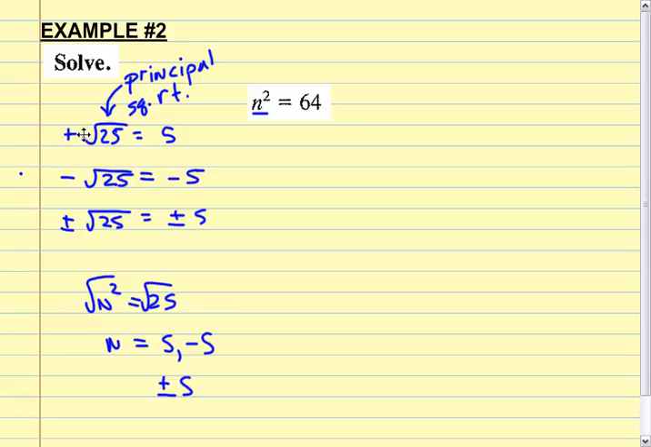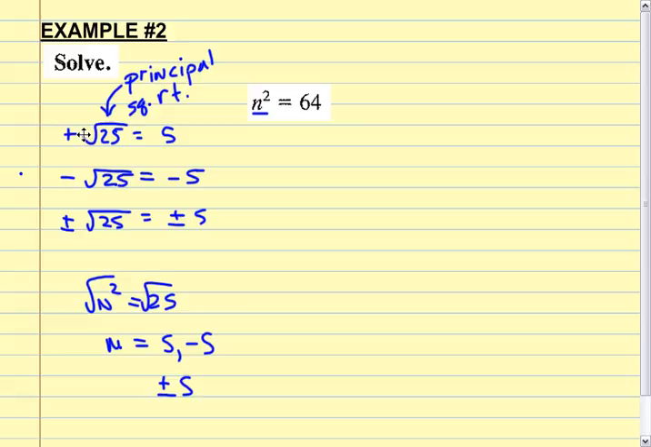Would you have to do that to the n too, because negative n has negative values? No, no. We're just saying n, this variable, can be a positive value of 5, and it can be a negative value of 5. Okay? So we won't say positive n and negative n. We'll just say what its values can be, positive or negative.